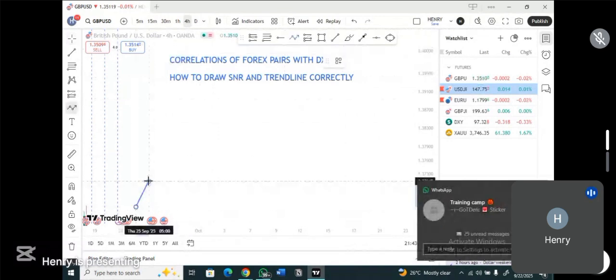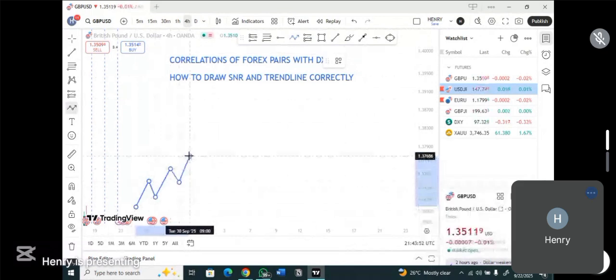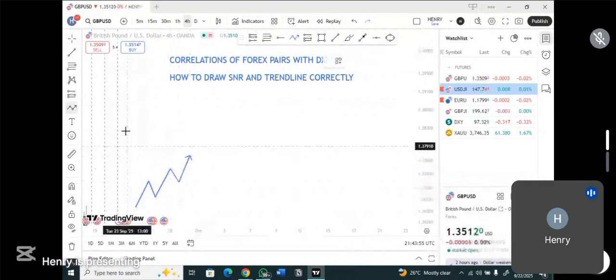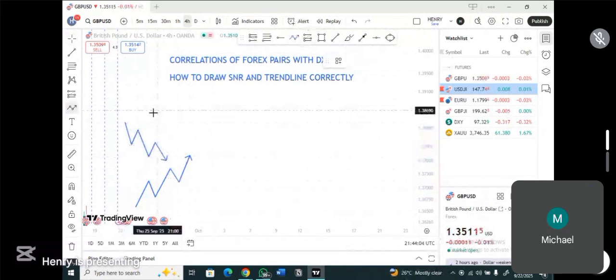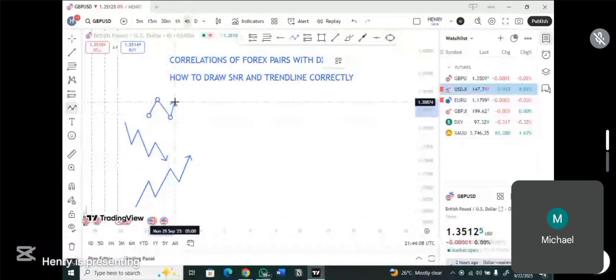We know uptrend, right? We know downtrend, right? We know consolidation, right?